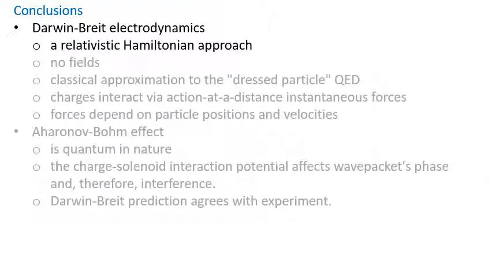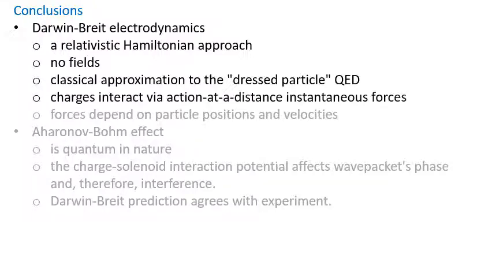Conclusions. Darwin-Breit theory is a fully relativistic Hamiltonian approach to electrodynamics. There are no fields in this theory. It may be obtained as a straightforward classical approximation to the dressed particle quantum electrodynamics. In this theory, charged particles interact by instantaneous forces at a distance. And the forces depend not only on charge positions, but also on their velocities.